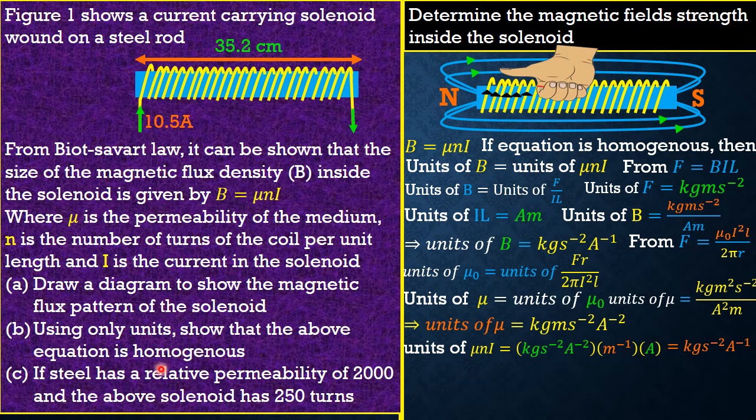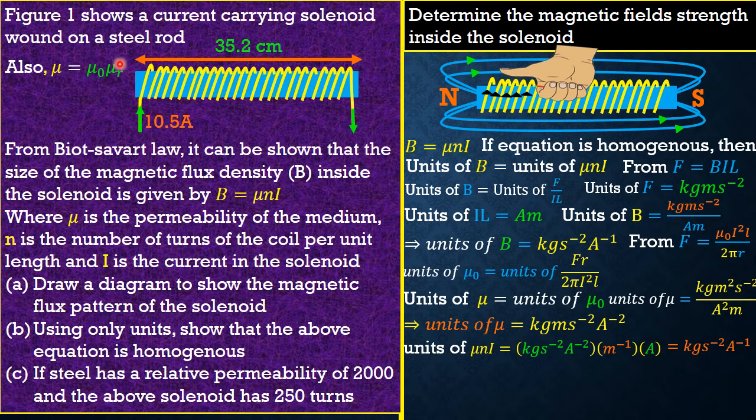Okay. Now the next part is saying that if steel has a relative permeability of 2000 and the above solenoid has 250 turns, we should determine the magnetic field strength inside the solenoid. Okay, so they want us to get the value of B. So now friends, you notice that they've given us the relative permeability, right? So we need to get the permeability inside this our steel rod, but we know that the permeability of a medium is related to the relative permeability and the permeability of free space by the equation mu equals mu 0 mu r, where our mu, guys, is the permeability of a medium, which in this case is that of steel.